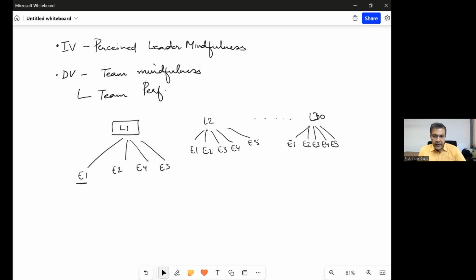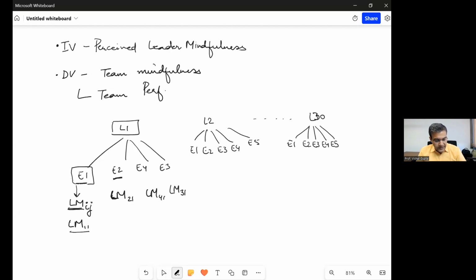For the benefit of everybody, let us think about it, and when I come to the presentation, I will explain this again. When I ask the employee, what I ask is, tell us about your leader's mindfulness, correct? And this is IJ. This is rated by employee one working under leader one, so we call this LM11. Then I go to employee number two and say, tell us about leader mindfulness, and I say 2-1. Then employee 3 is 3-1, and employee 4 is 4-1, under leader 1.